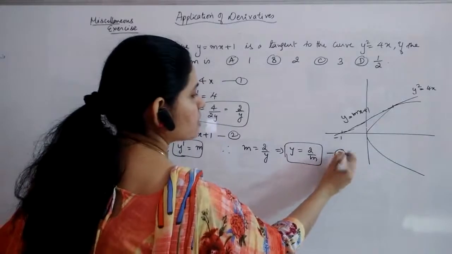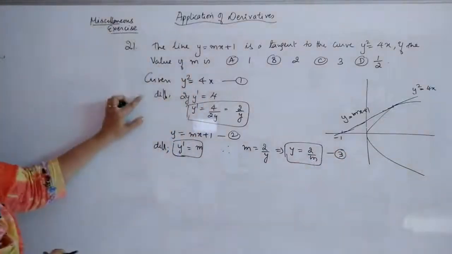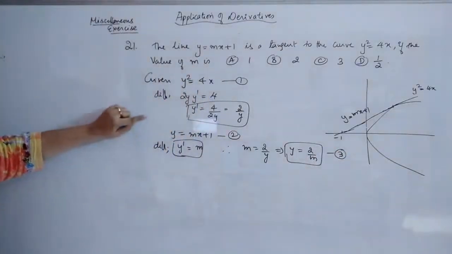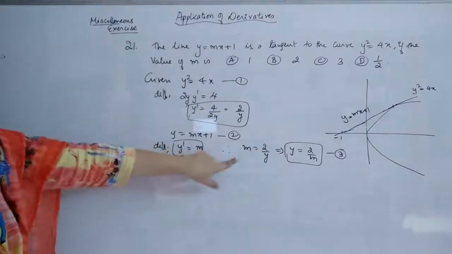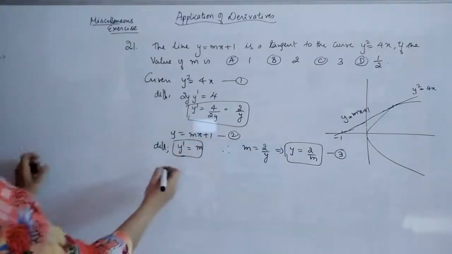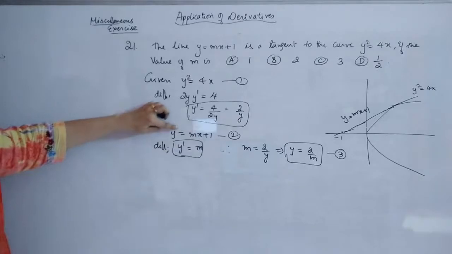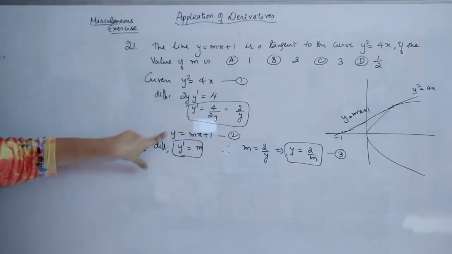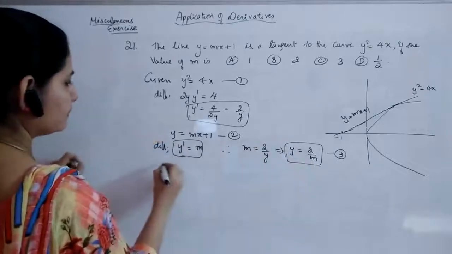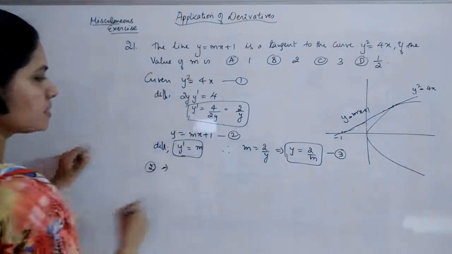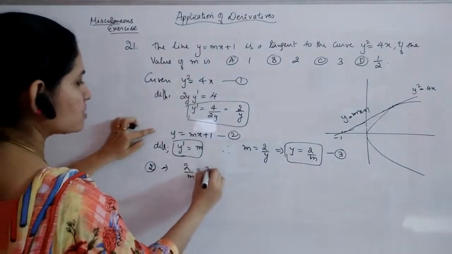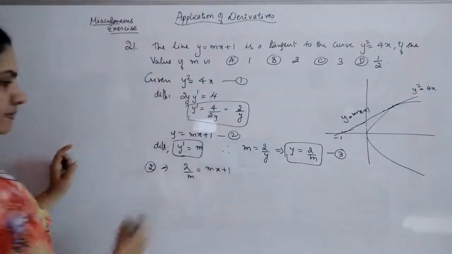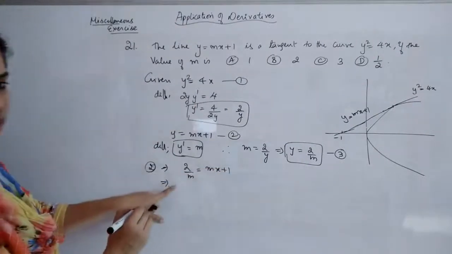We have to just solve them and get the value of m here. Now if I am just replacing in the second one the value of y — the second equation is y is equal to mx plus 1, right? And there if I am using 2 by m instead of y, equation 2 becomes 2 by m is equal to mx plus 1. From here I am finding out what x is equal to.